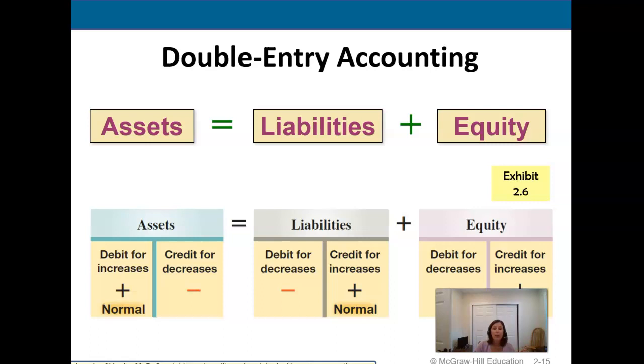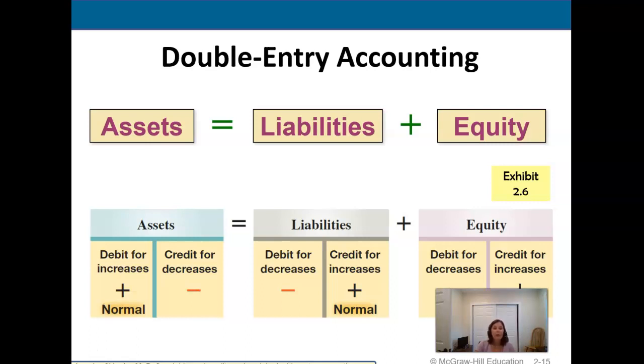So again, debits are increases in an asset account: a debit is an increase and a credit is a decrease. Now we come over here to the liability side, and you will see that it is exactly the opposite. So when our liabilities go up, when we have more debt, that is a credit. When we pay down some of our debt, that is a debit.